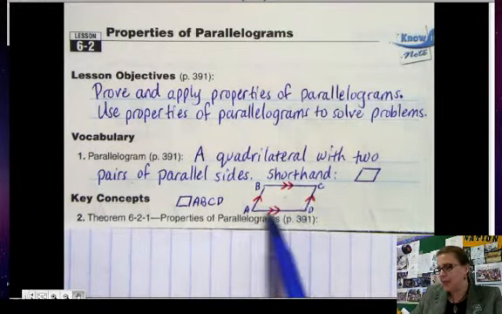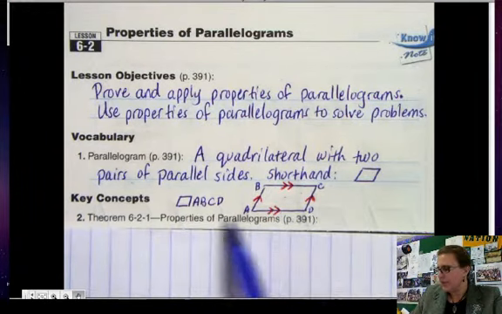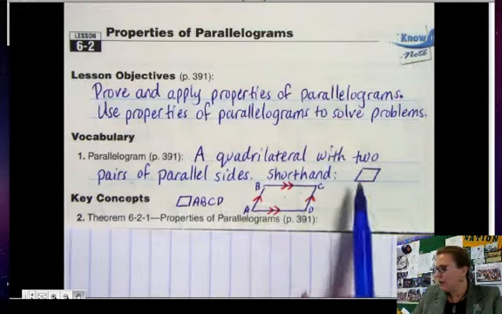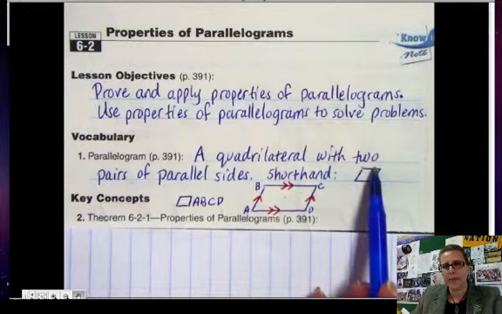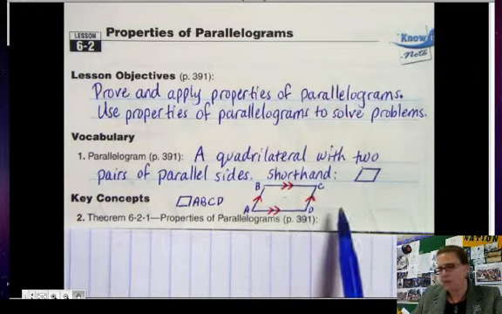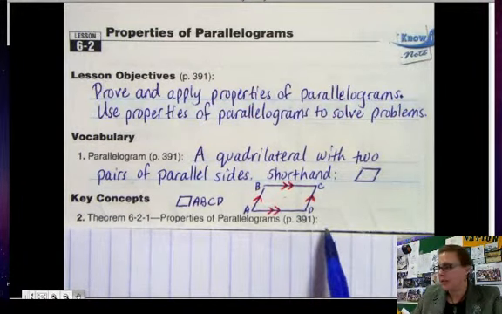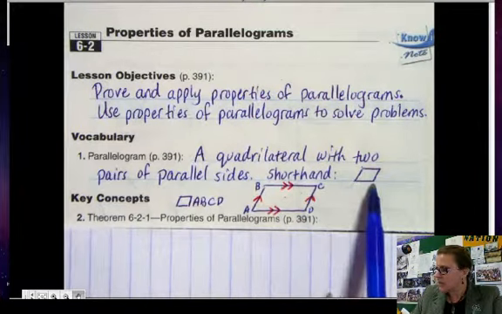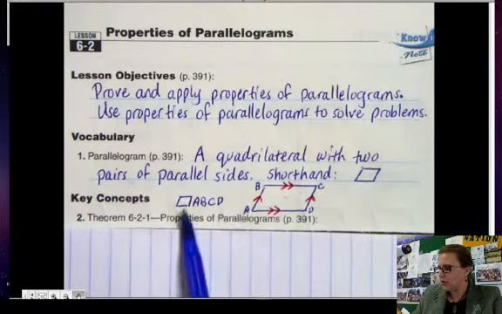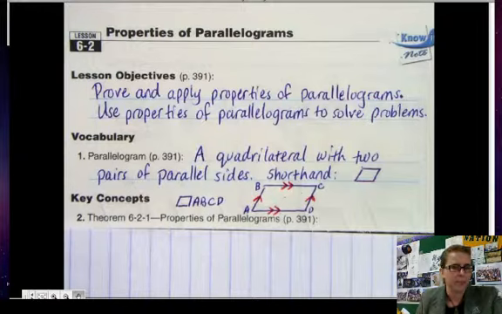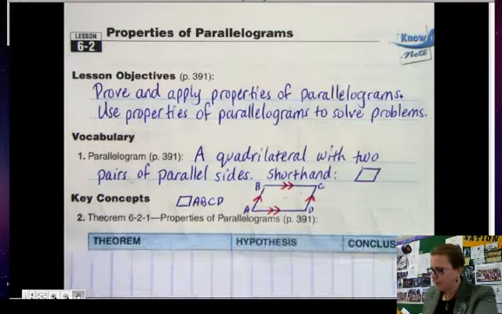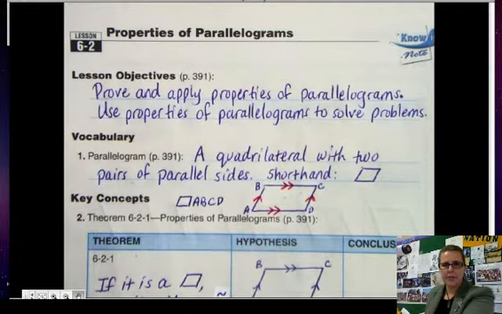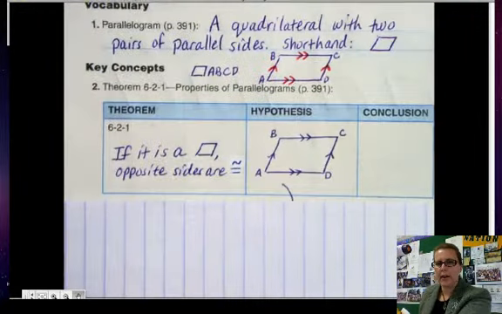So here's an example of a parallelogram right here. This is parallelogram ABCD. You'll notice that there's a shorthand way of writing parallelogram, just like there's a shorthand way of writing triangle, and it looks just like a little tiny parallelogram. So you can use that symbol instead of writing the word parallelogram. So first of all, there are some things you need to know about parallelograms.